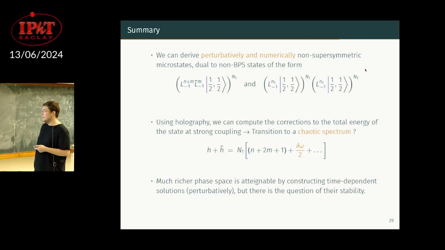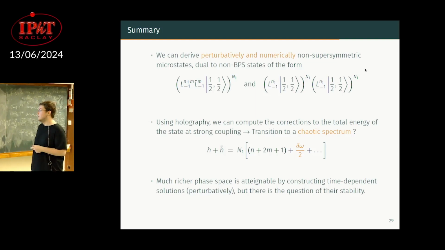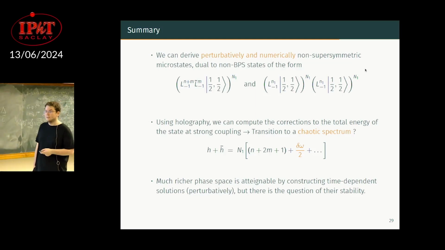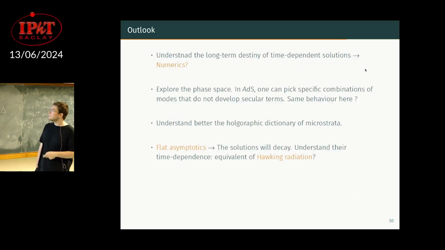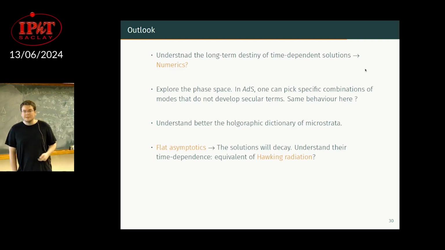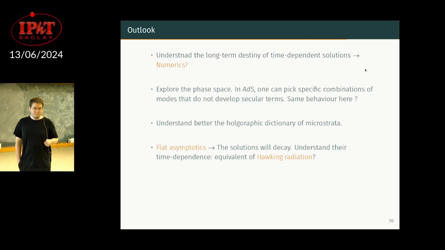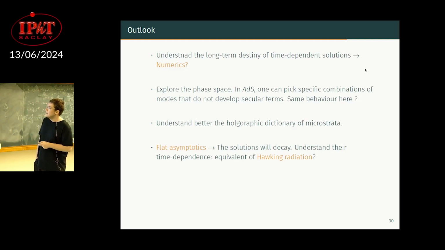And then, as I've said, there is a much richer phase space that is attainable with time-dependent solutions. But there is always the question of the stability, and it's unclear so far if those solutions are stable or not. So what I would really like to understand is the long-term destiny, the stability of those time-dependent solutions. And I would hope that using numerical methods it will be possible. I'd like also to maybe explore more the phase space. As I was saying, trying to break away from the spatial locus was the simplest thing we can do, but a priori there's a very large phase space that we can explore and try to maybe populate more the spectrum.